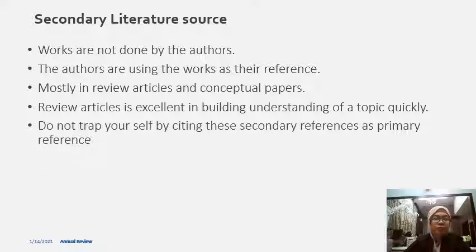If it's a review article, it is usually excellent for building understanding of a topic quickly, because from the review you can pick a few of the relevant references and then go and read the original works. Now, do not trap yourself by citing the secondary references as primary references in your viva. Later, you might be quizzed about the research that you cite. So it would be a disaster if you cannot show any understanding of the primary citations. So be honest about it.